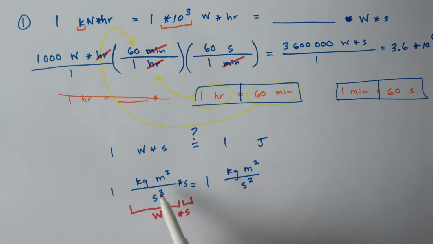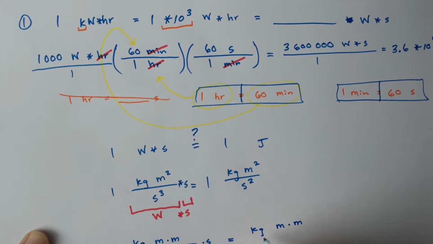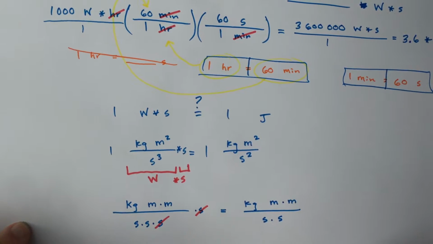You see, on the left-hand side, I have kilogram meter squared, 3 seconds on the bottom, times a second, right? So maybe if I write it out just to be clear: kilogram meters times meters over seconds times seconds times seconds in the bottom times seconds is equal to kilogram meters times meters over seconds times seconds. And we can see that this is going to cancel here. Right, so we do have the same thing.